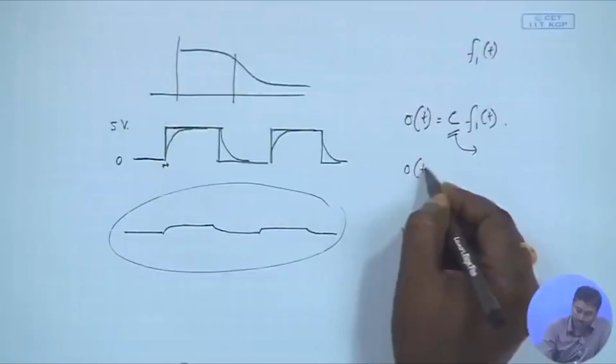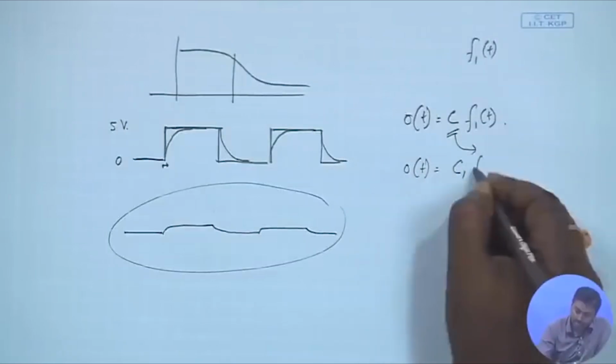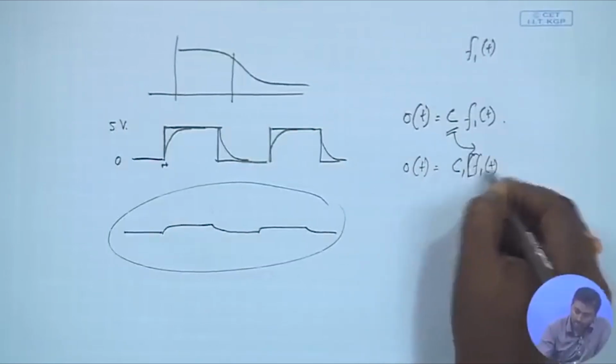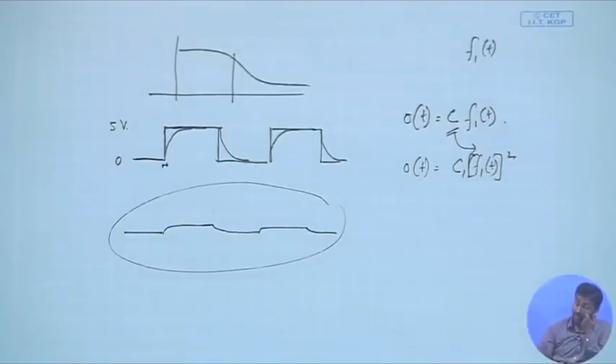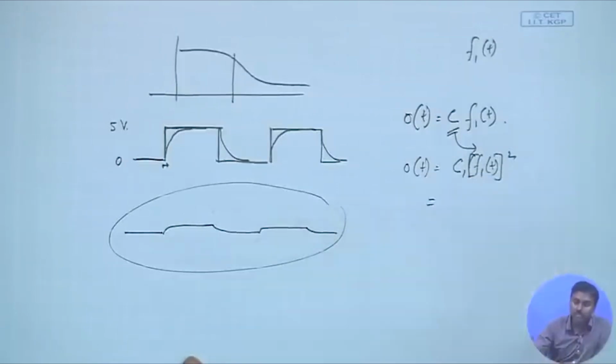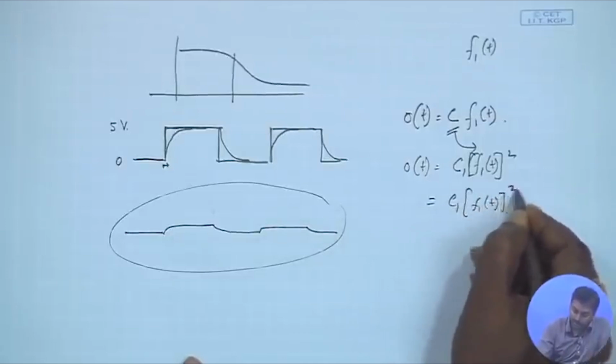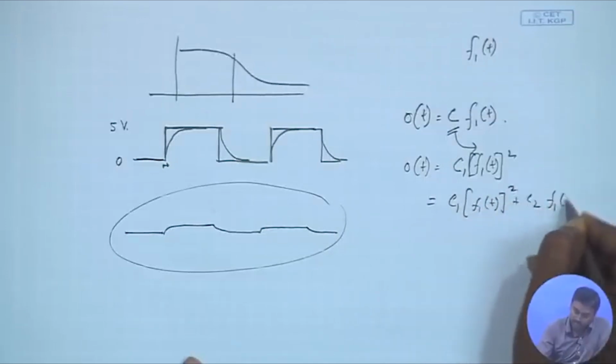But instead of that, if the channel has non-linearity, then what will happen? The output will be some C1, let us say another constant, into F1(t) whole square. Okay. It might be just pure quadratic, or it might be quadratic with all other terms, let us say C1 F1(t) whole square plus C2 F1(t).